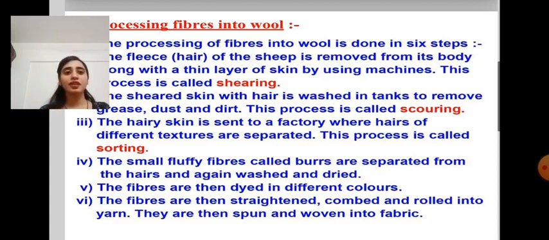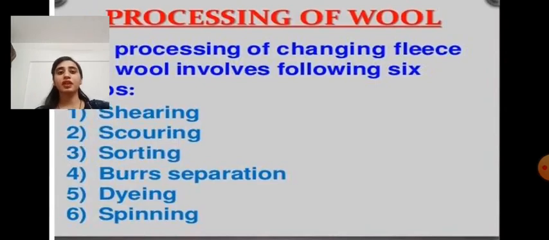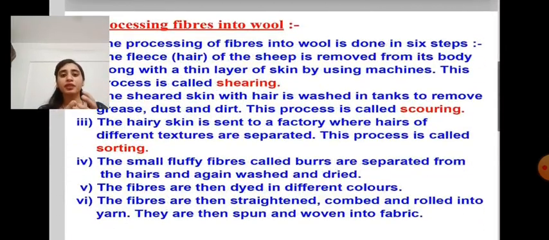Understood? First one is shearing, scouring, sorting, then burrs combining, then dyeing. After that, what's the process? Last one is spinning. In the spinning process, the fibers are straightened, combed and rolled into yarn. They are then spun and woven into fabric. These are the 6 processes for converting hair to wool. Understood?